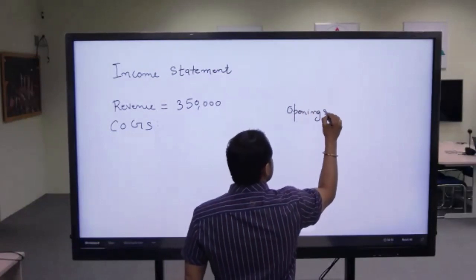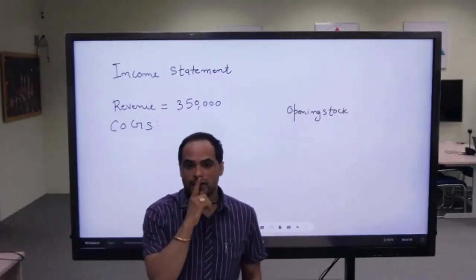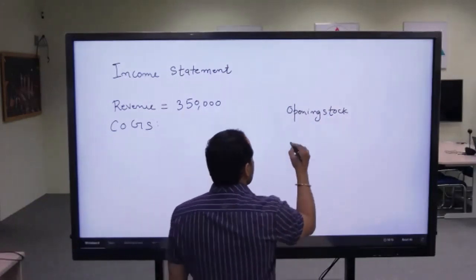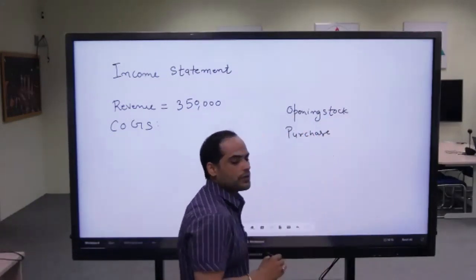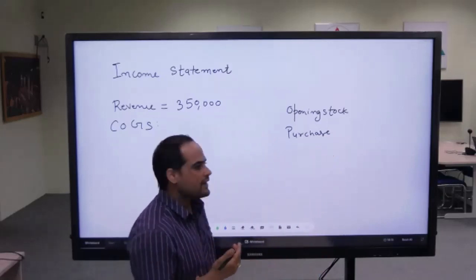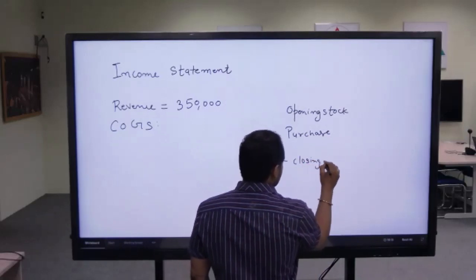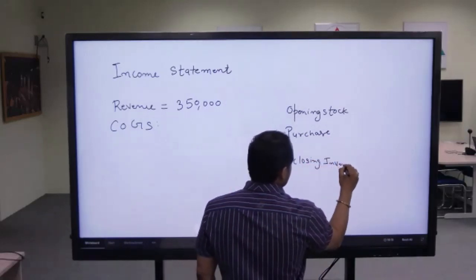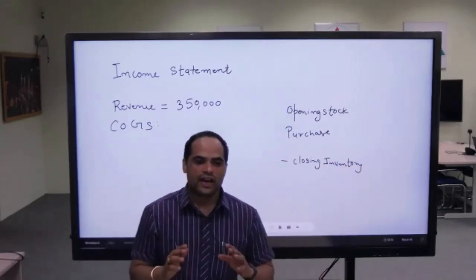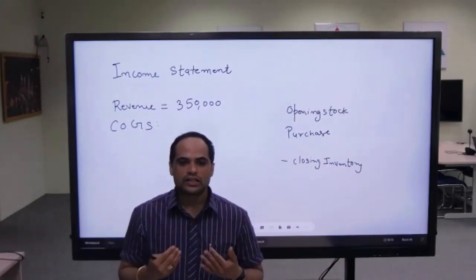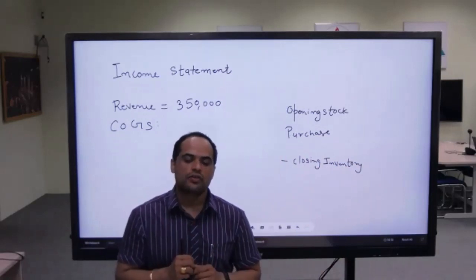Opening stock or opening inventory, all right, plus purchase, all right, minus closing inventory. If you have any other expenses related to purchase, you will write them down here, like in your assignments.